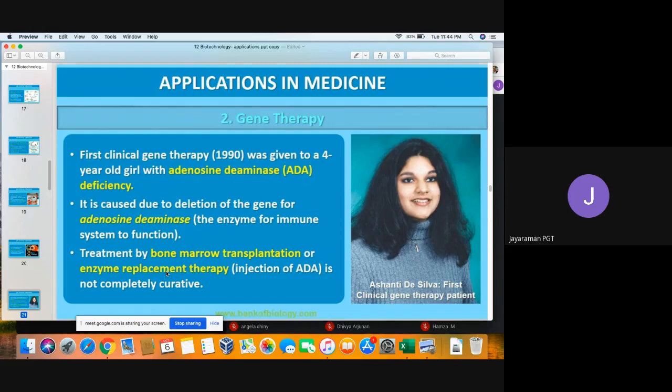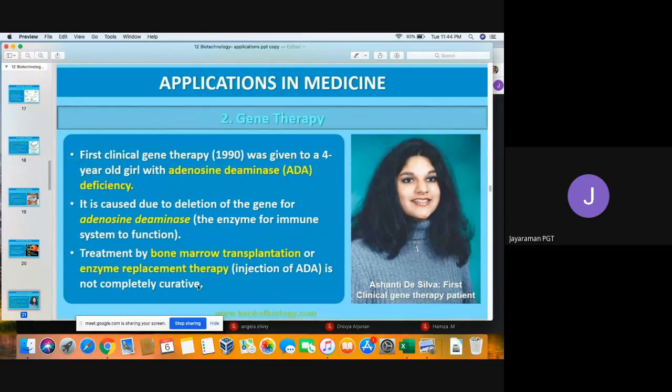This is called SCID. SCID means severe combined immunodeficiency. It's a very severe form of immunodeficiency. Basic cells itself are not there. So it is caused due to the deletion of the gene for deaminase.